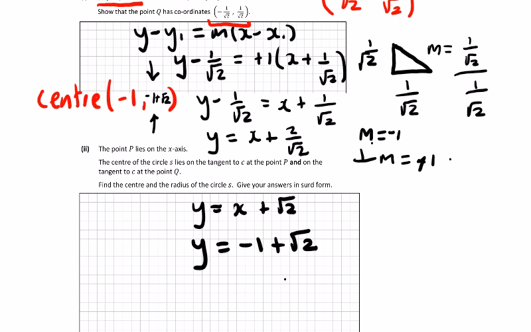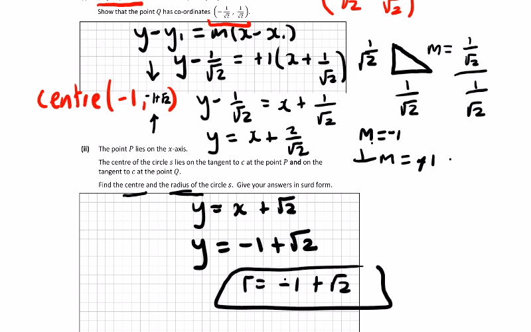So we need the equation of the circle now, just the center and the radius. So we have the center, and the radius is equal to the y value, minus 1 plus root 2. A little bit awkward with the numbers involved, but the maths involved is not too bad.